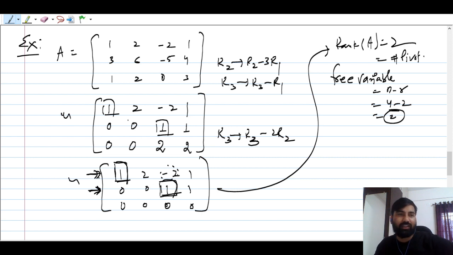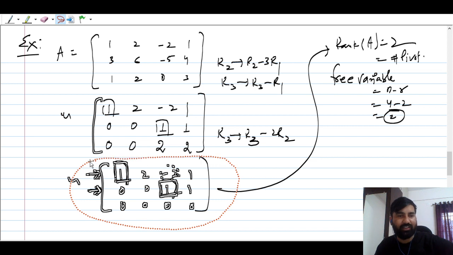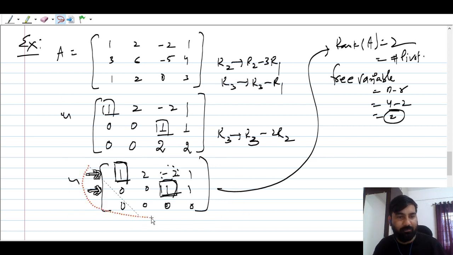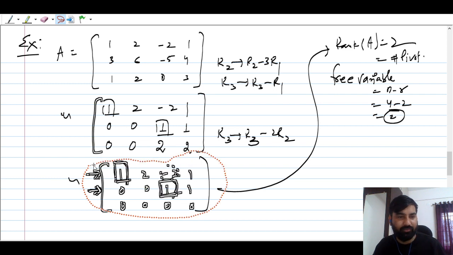So if you apply it, let me take this matrix. Sometimes what happens is the answer will be given like this. You don't have to get confused. You can apply back elimination also.